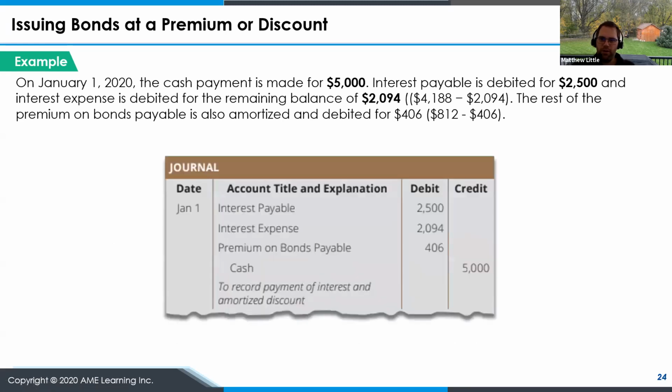And then on January 1st, when you make the payment, the full cash is given up as a credit of $5,000. Our interest payable would then be paid off at $2,500. Our premium on bonds payable will reduce by another 3 months' worth, $406, and the difference would be our interest expense for those 3 months past, October, November, and December.